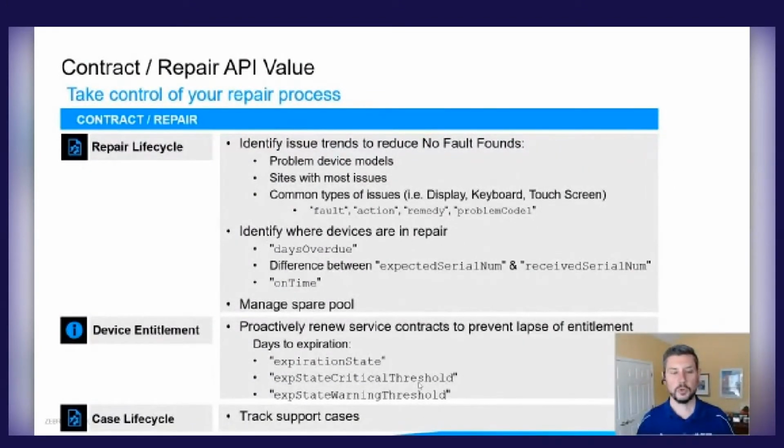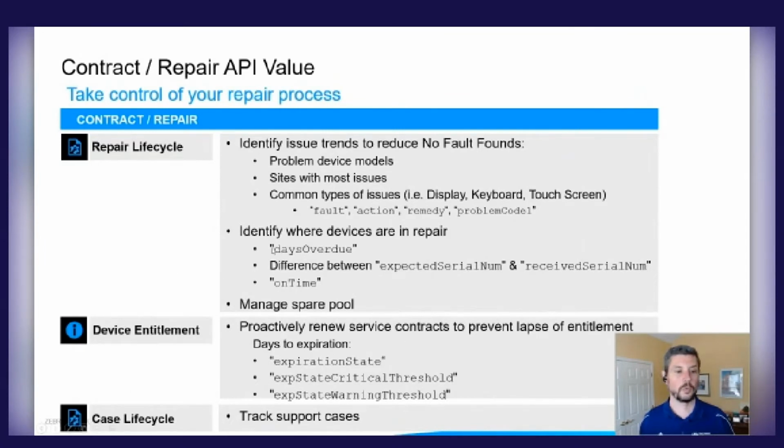So through these APIs, we have one on this repair lifecycle. It gives a high level of detail around that. Well, why do we care? So one is the identity of where those devices are in repair. That's kind of my second bullet point here.